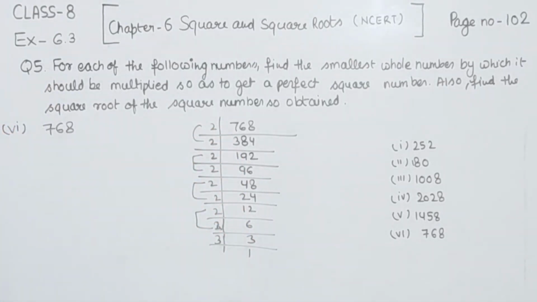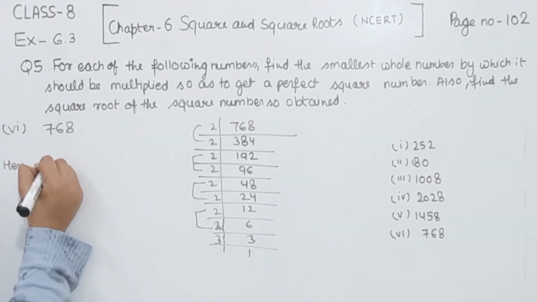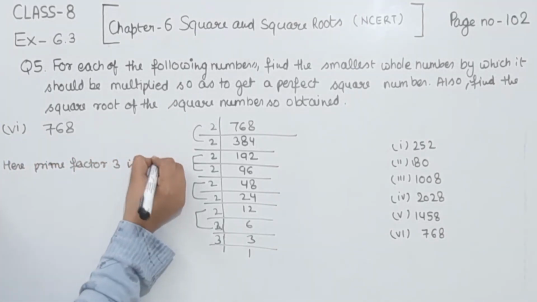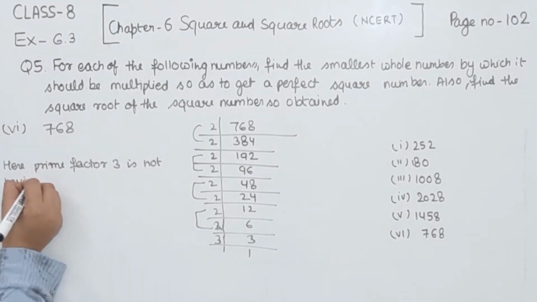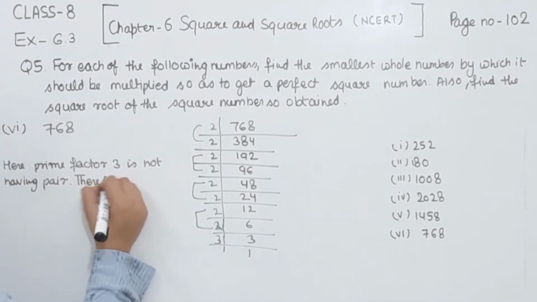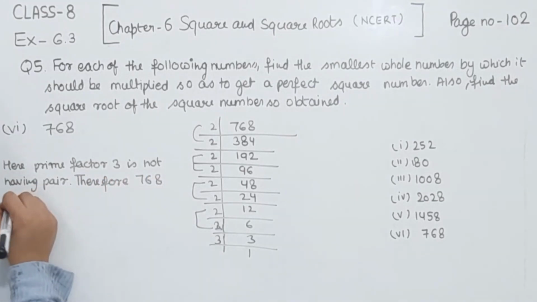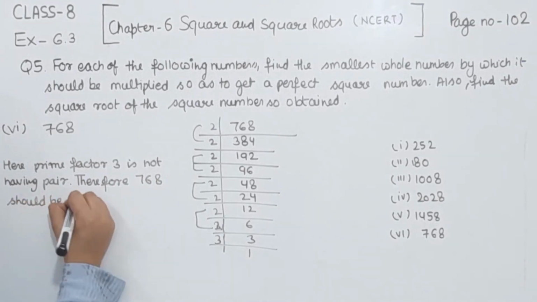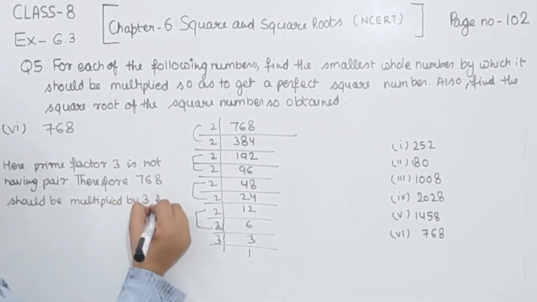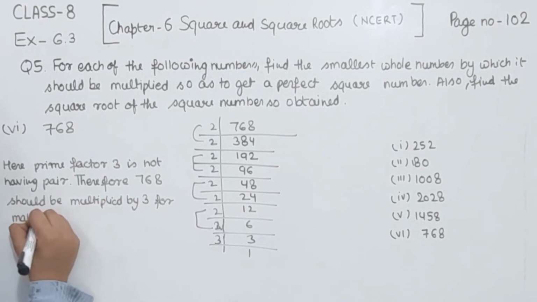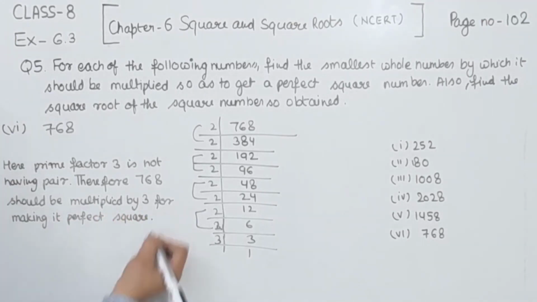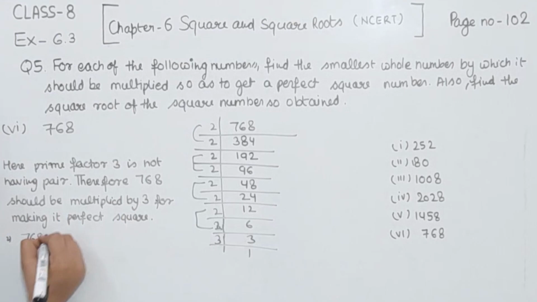We are not having the pair of 3. So we will write here: prime factor 3 is not having a pair, therefore 768 should be multiplied by 3 for making it a perfect square. Now we are going to multiply 768 by 3.